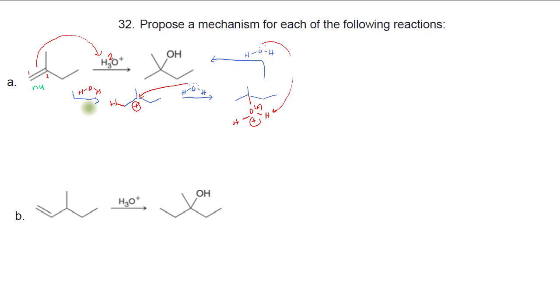So our arrows that were drawn here were a proton transfer, we had a nucleophilic attack, and another proton transfer. So that is how you would do that mechanism. For B, we're going to start with the same arrow first, the proton transfer.